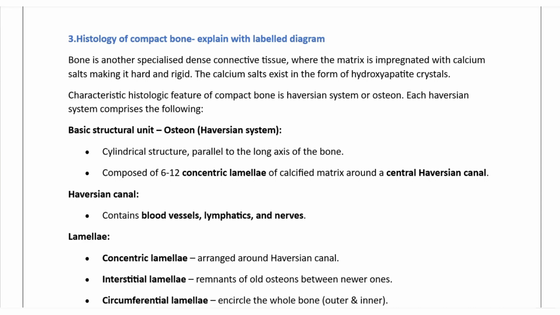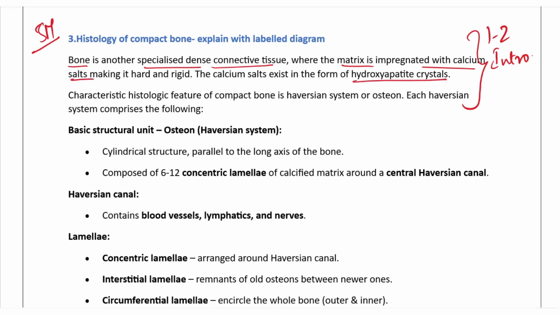Histology of compact bone explained with a labeled diagram. Now this is a 5 marker, so we'll just write 1 to 2 lines of intro. Bone is a specialized dense connective tissue. Matrix is impregnated with calcium salts, mainly hydroxyapatite crystals. The characteristic histological feature is the Haversian system, also called the osteon. This is the basic structural unit of bone.